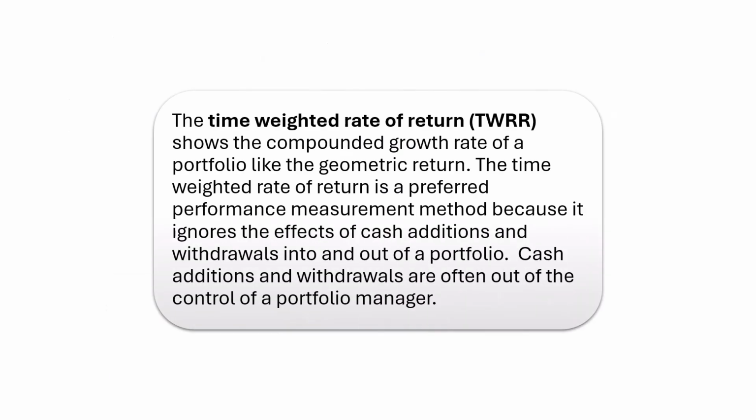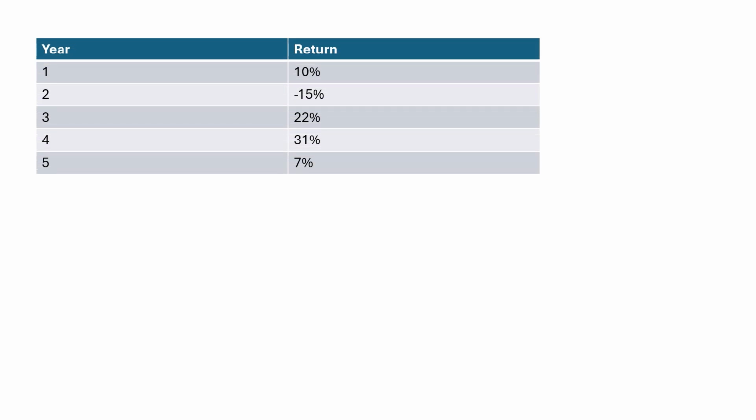The time-weighted rate of return shows the compounded growth rate of a portfolio, much like the geometric return. The time-weighted rate of return is a preferred performance measurement method because it ignores the effects of cash additions and withdrawals into and out of a portfolio. Cash additions and withdrawals are often out of the control of a portfolio manager. Let's look at one more practice problem to utilize the time-weighted rate of return.